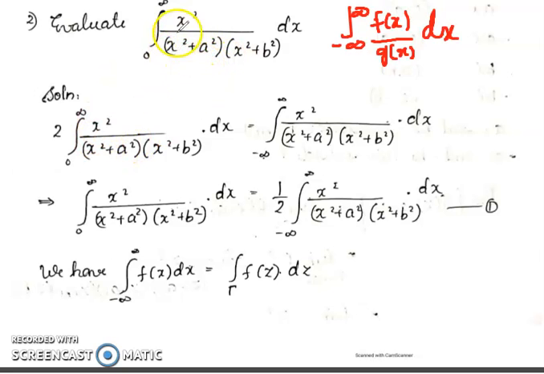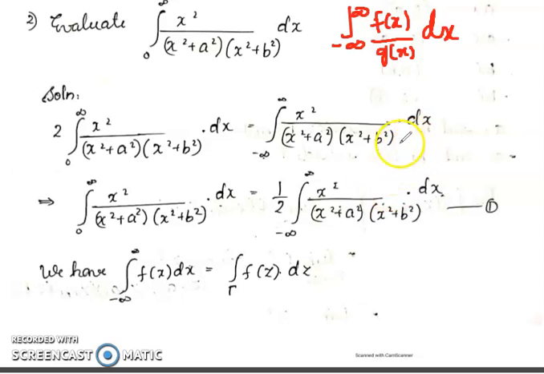So now coming to the question, you see here the limit is 0 to infinity, but in our method the limit is from minus infinity to infinity. And here looking into this function, x square, whenever it is a square, we call it an even function, okay? So here all are x square terms.